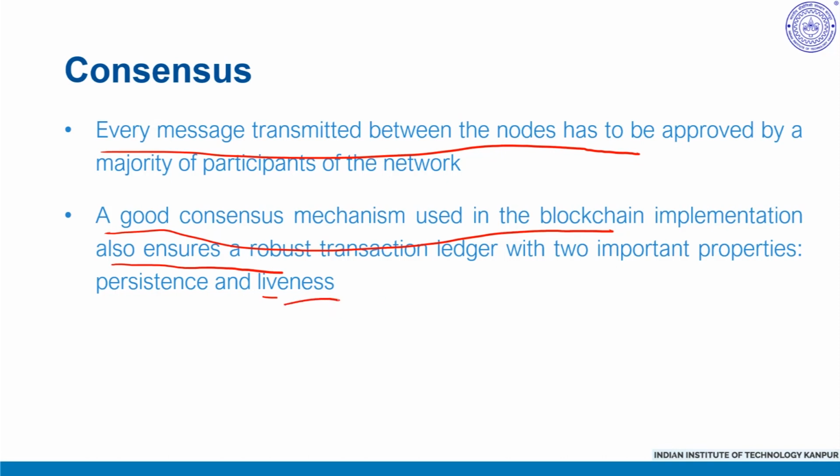And liveness states that all nodes or processes eventually agree on a decision or a value. By eventually, it indicates that it may take a sufficient amount of time to reach the agreement. By combining persistence and liveness, it shows that a transaction ledger is robust, such that only authentic transactions are approved and become permanent.